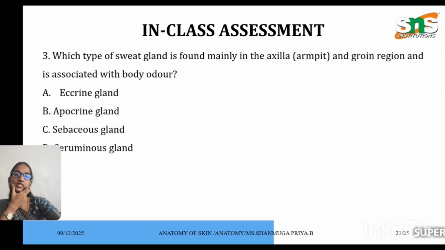The next question is, which type of sweat gland is found mainly in axilla and groin region and is also associated with body odor? So it is actually apocrine gland. Eccrine is small. It is distributed all over the body. While sebaceous gland, here given in the option, is the gland that secretes the sebum.